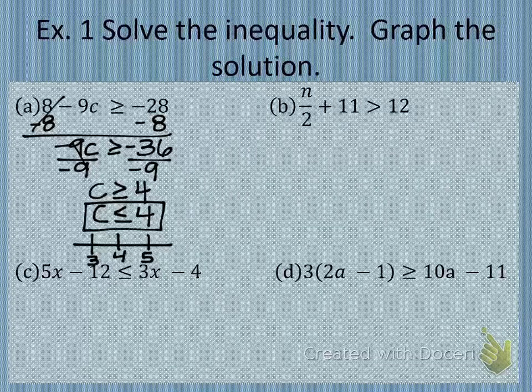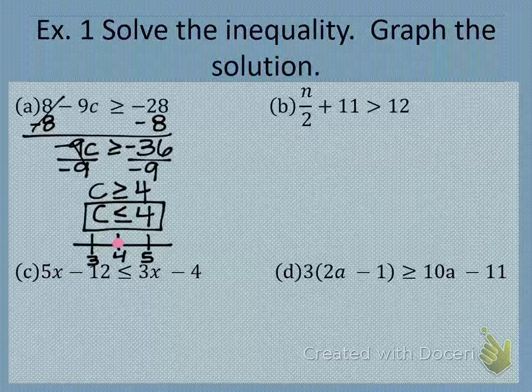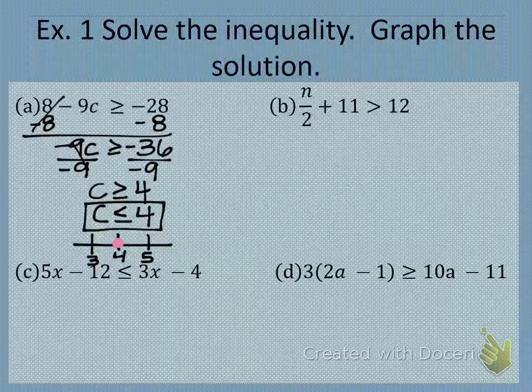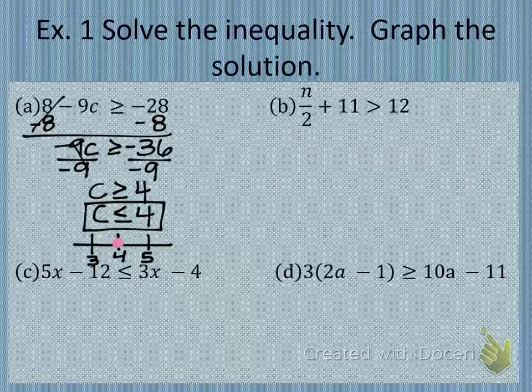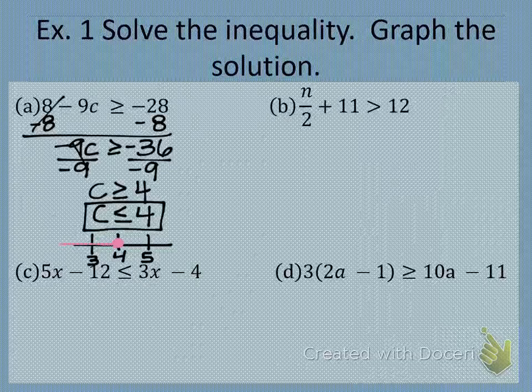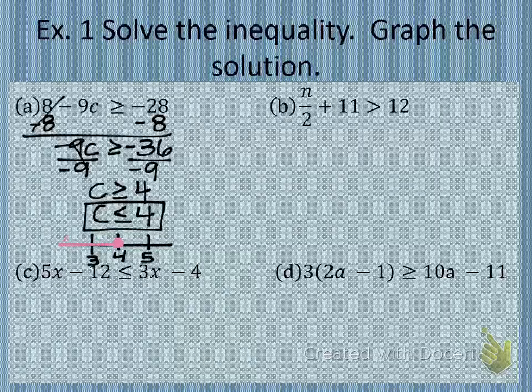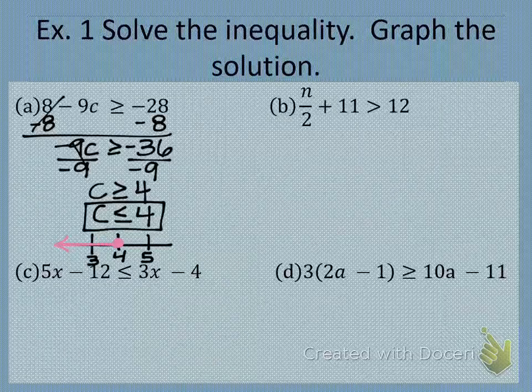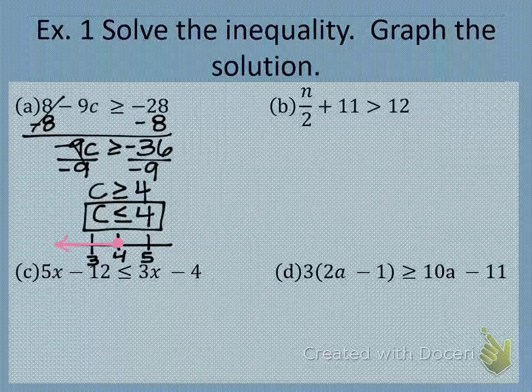Why closed? Very good. It's or equal to, so I know my circle is closed on 4. And Anthony, is my arrow going to the right or the left? Good. My solutions are supposed to be less than or equal to 4, so less than is to the left. Okay, very good.